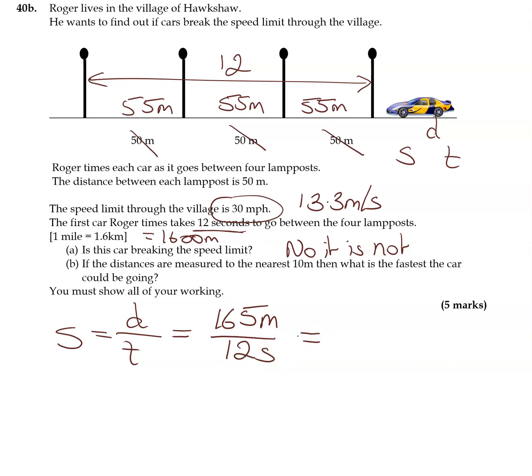So 165 divided by 12, 13.75 meters per second. So now we've got the situation. And that's the end of the answer. But you'll notice now, if these distances are not very accurate, if they could have been 55, now it looks like he's breaking the speed limit, because the speed limit was only 13.3, and in fact, if those were 55 and not 50, he's actually travelling at 13.75.